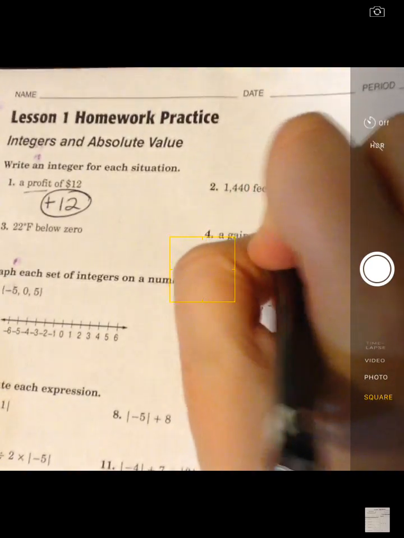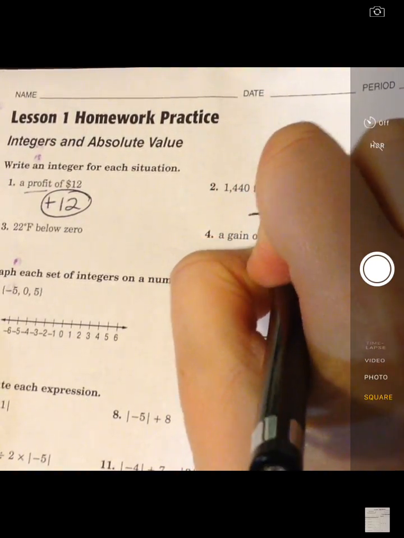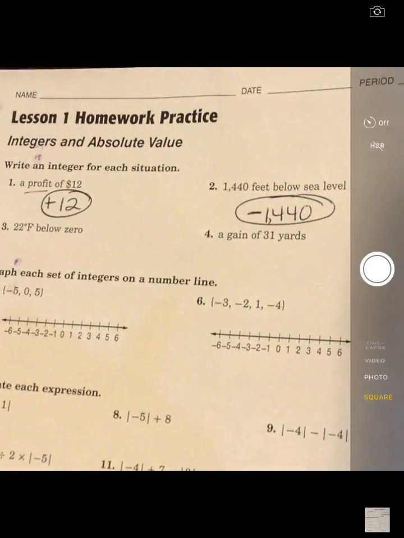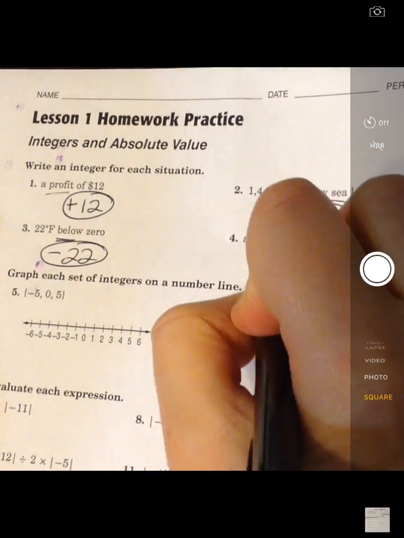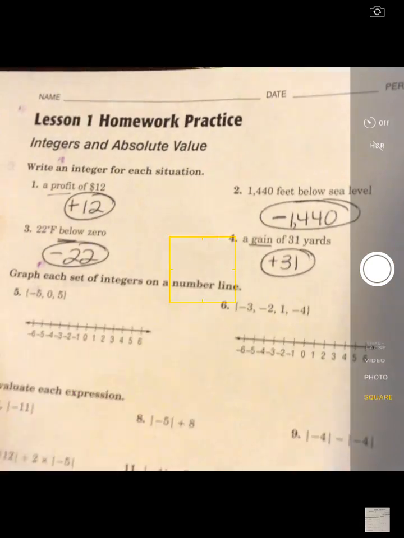1,440 below would mean negative 1,440. Again, below would mean negative 22. A gain would be a positive 31.